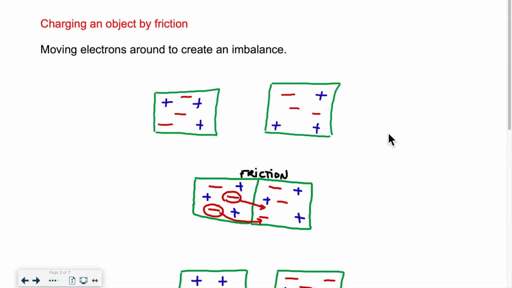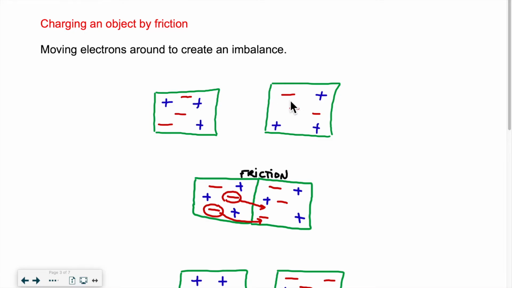So one way to charge an object is by friction. I just talked about rubbing your feet on the ground, your socks, and charging your body and your clothes. So let's take a closer look at how this works. So basically we're creating an imbalance of electrons between two objects. So first I have two objects here. They're both neutral. So they have as many positive charges as negative charges.